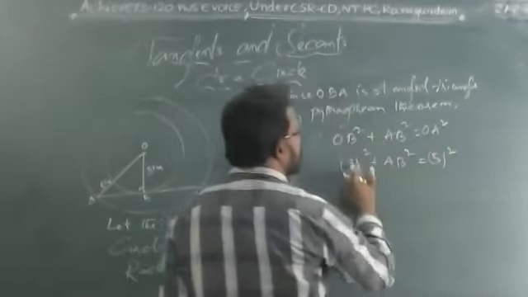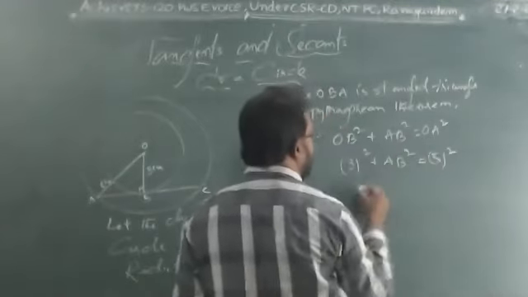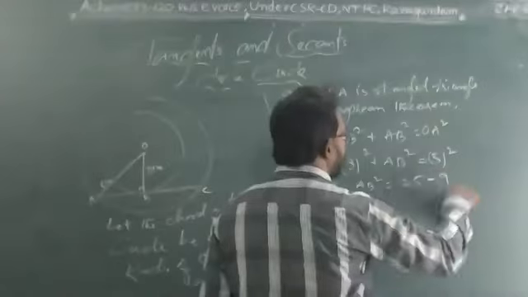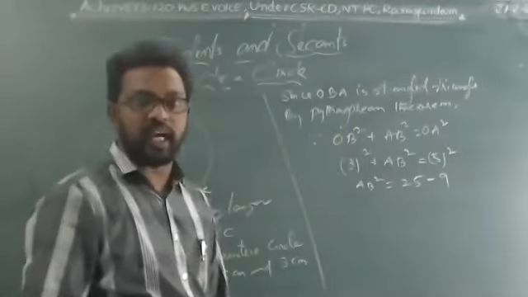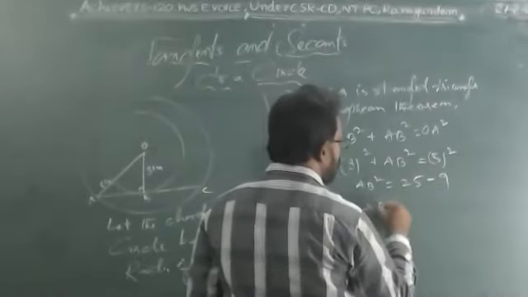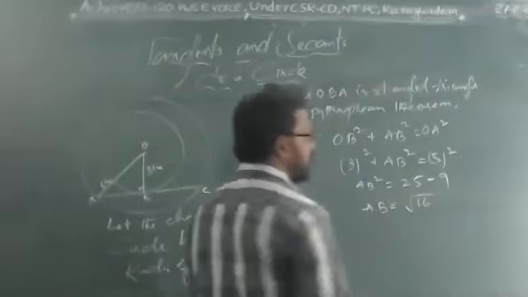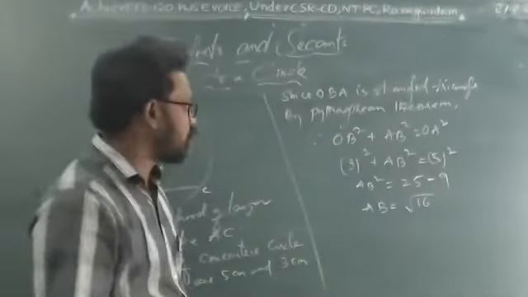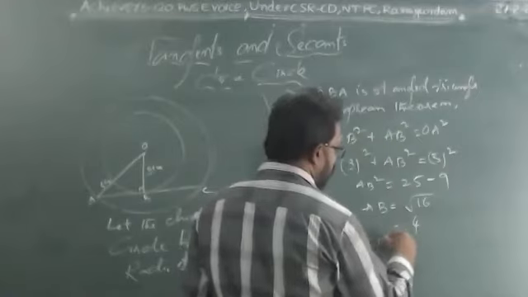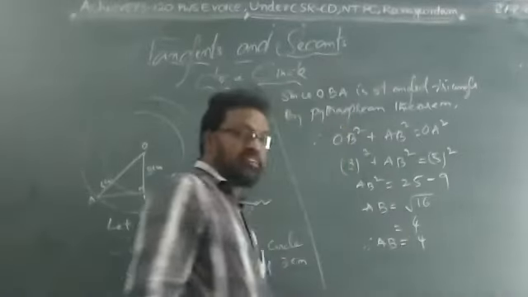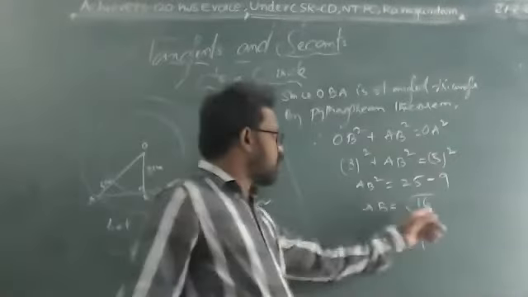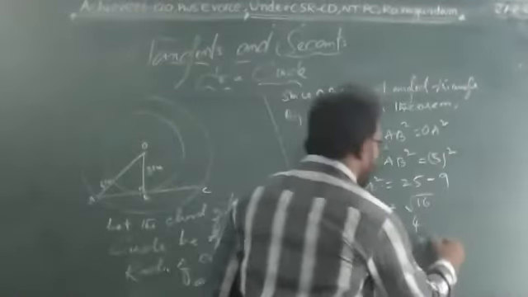That is 3 squared, 9. Sending it to the other side, 5 squared is 25 minus 9. So AB is equal to the root of 25 minus 9, which is 16. The root of 16 is positive 4, because lengths are never negative. Dimensions are never negative, so take only the positive, that is 4 centimeters.